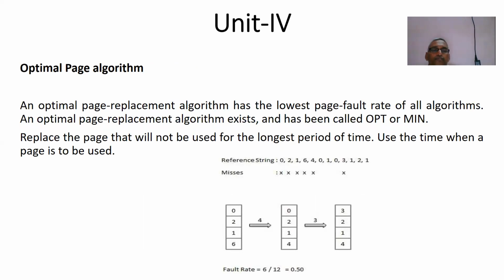Next, optimal algorithm. An optimal page replacement algorithm has the lowest page fault rate of all algorithms. An optimal page replacement algorithm exists and has been called OPT or MIN. Replace the page that will not be used for the longest period of time. Use the time when a page is to be used. The diagram shows how the data moves in the optimal page algorithm.